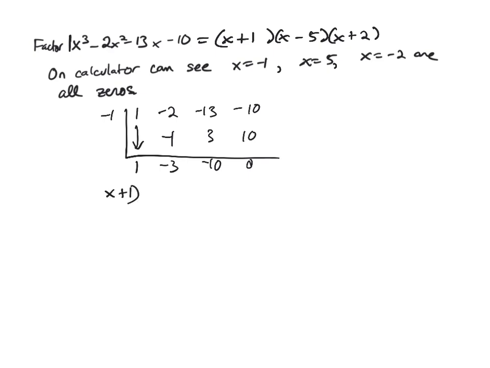So I divide out x plus 1 using synthetic division with -1, and I'm left with x squared minus 3x minus 10. At that point, I always recommend trying to factor the quadratic first, and in this case, we can factor it as x minus 5 times x plus 2.